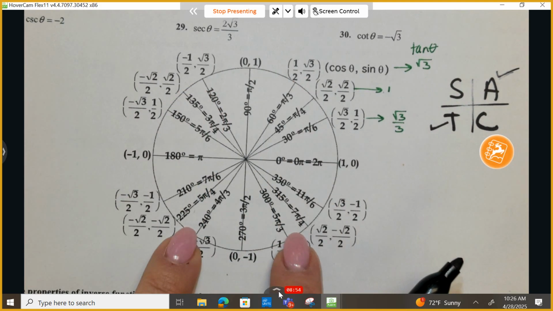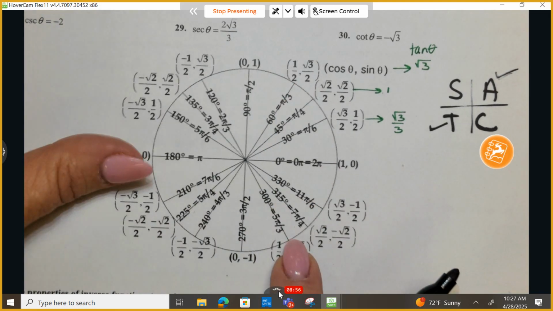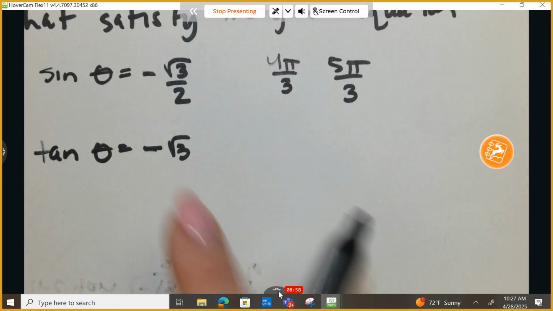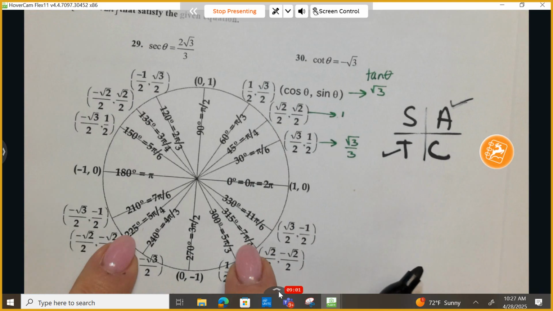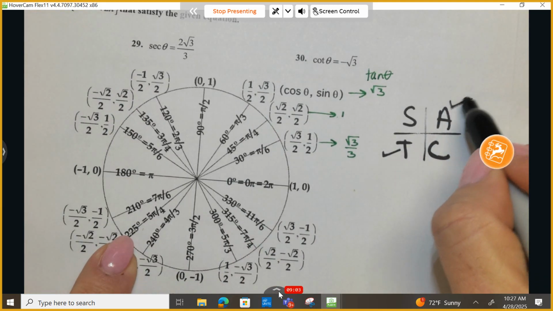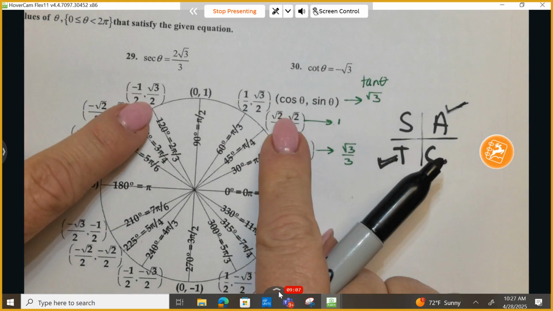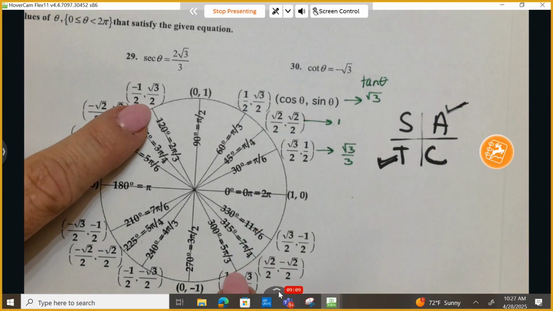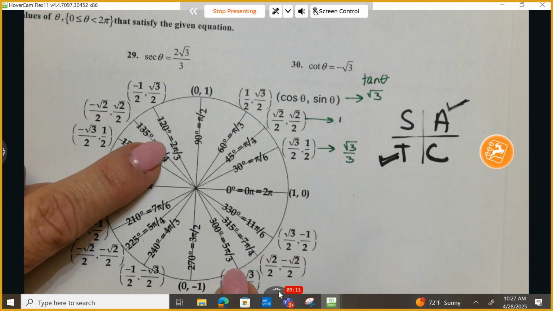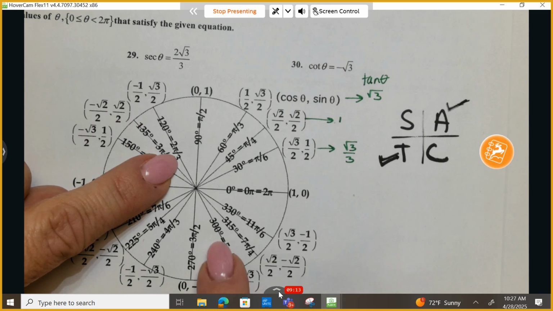Now 2 of them are positive and 2 of them are negative. I want the negative ones. Well, where is tangent negative? Tangent is positive in 1 and 3. That means it's negative in 2 and 4. So right here and right here are going to be my answers, at 2 pi over 3 and at 5 pi over 3.